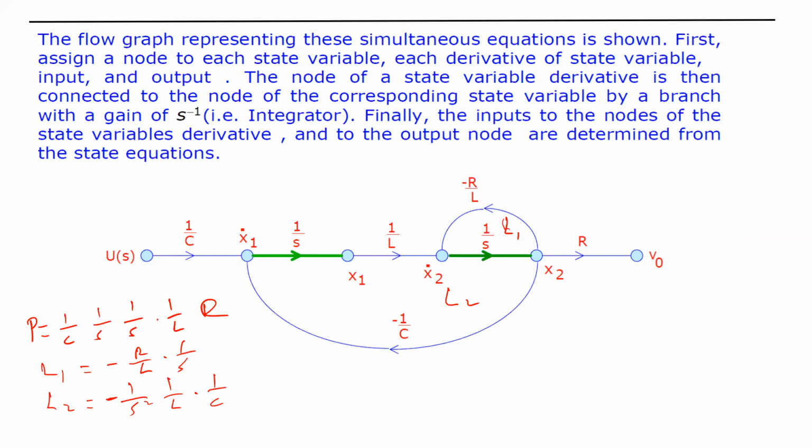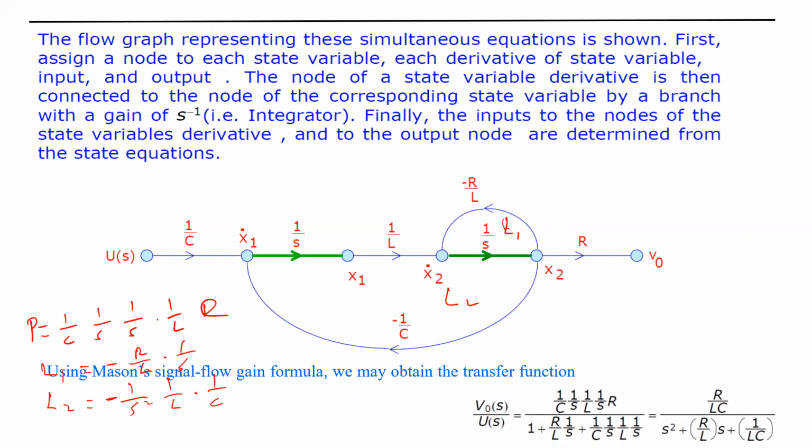So the transfer function is going to be, since the path touches all the loops, delta 1 equals 1. And this is your transfer function.